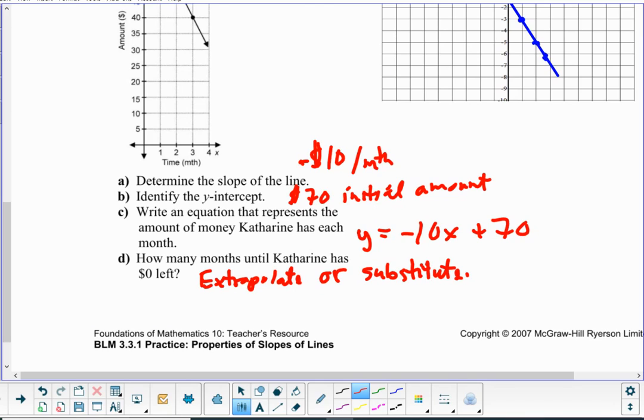Jacob, how did you figure that out? Was it with substitution? Algebra, good. Okay, so perfect, because that's what I want to show.